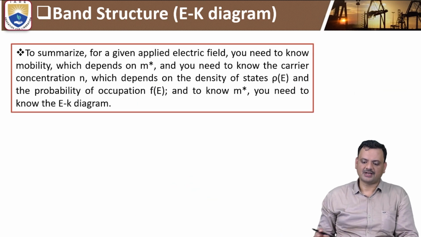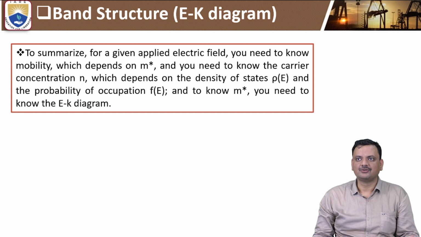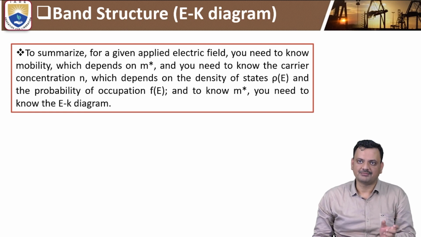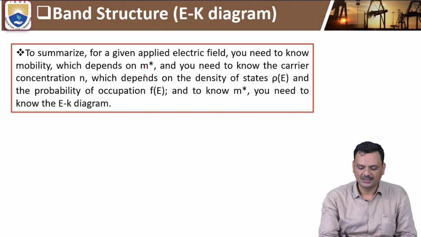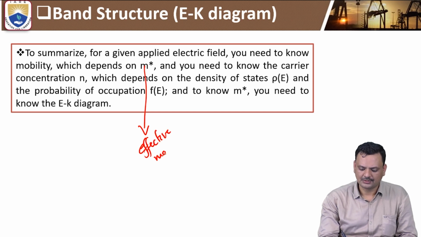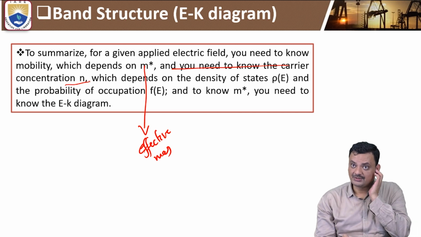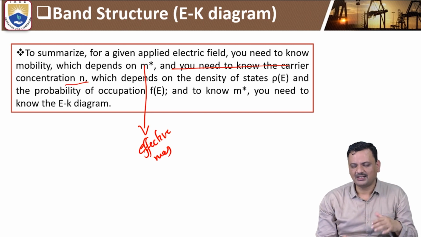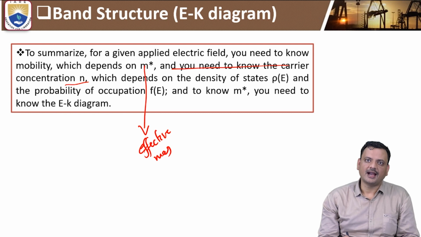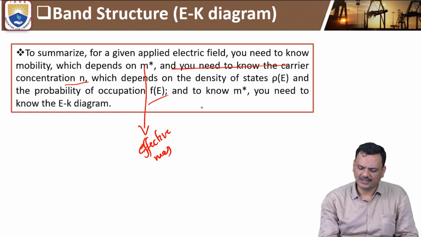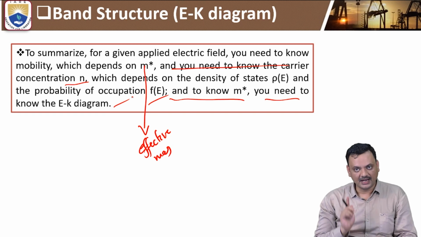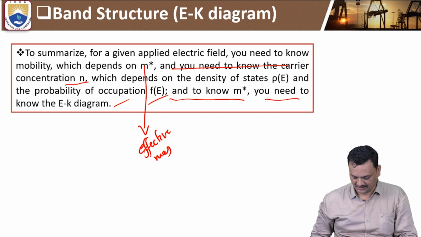To summarize, for a given applied electric field you need to know the mobility, which depends on m star, the effective mass. You also need to know the carrier concentration n, which depends on the density of states, which we will see later, and the probability of occupation F(E). And to know m star you need to know the EK diagram. That is the important thing.